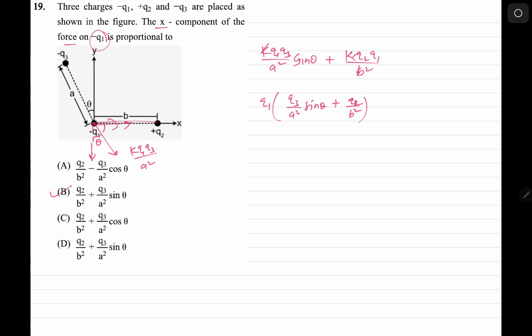Some of you might think this option D is also the same. So option D is also correct. There's some printing mistake here. Option B and option D both are correct, but both are the same. So it is a typing error. Move to the next question.